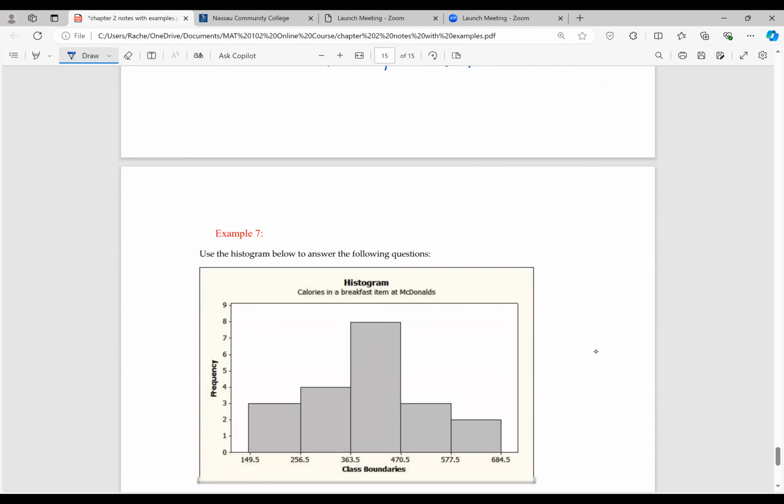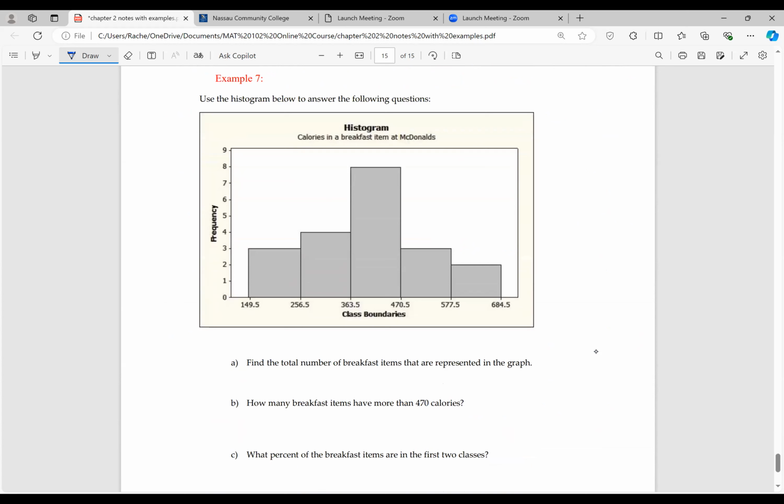So moving on, there's one more example that I want to cover with you, example 7. And this is going to be practice reading a histogram. So the histogram below represents the calories in a breakfast item at McDonald's. So you'll see on the horizontal axis are my class boundaries, and those are calories. So those are my calorie intervals. And then the height is the frequency. So part A says: Find the total number of breakfast items that are represented in the graph.